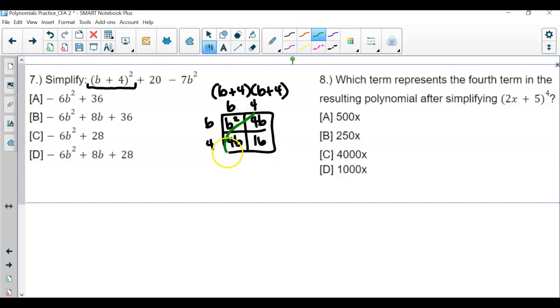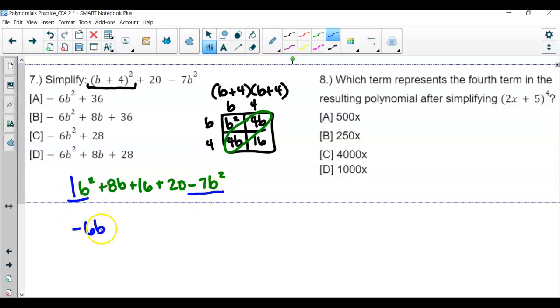And notice we have like terms to combine. So we actually have b squared plus 8b plus 16. And I'm going to continue plus 20 minus 7b squared. Now combine like terms. I've got 1b squared here minus 7b squared, which is negative 6b squared. Then there's no other b term, so plus 8b. Then 16 plus 20 is 36.